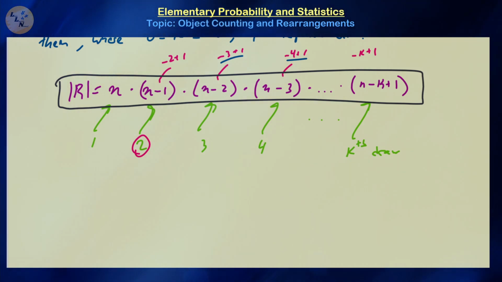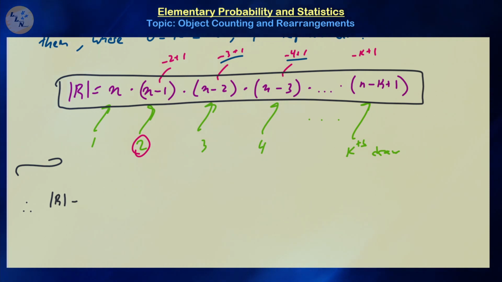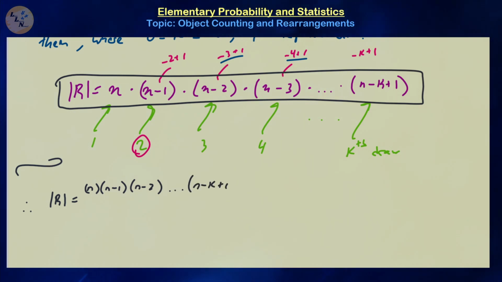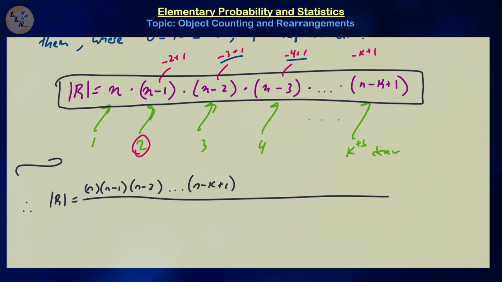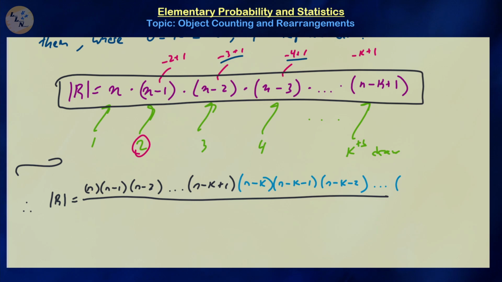Now that might be a little bit more complicated to remember, so maybe we can play around with this expression algebraically and get something that is a little bit more useful. So let's write that again. The size of r is going to be equal to n times n minus 1 times n minus 2 all the way down to n minus k plus 1. And if we continue this downwards, let's actually continue on. So n minus k plus 0, and then it's going to be n minus k minus 1, n minus k minus 2, all the way down to 2 times 1.